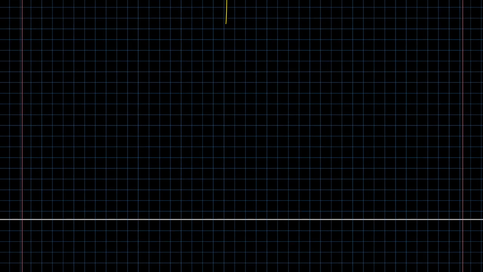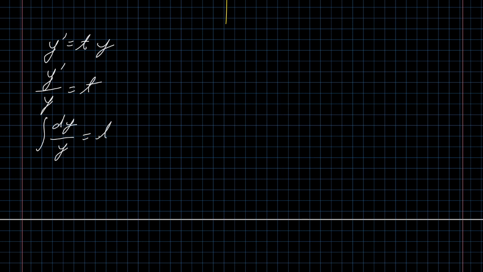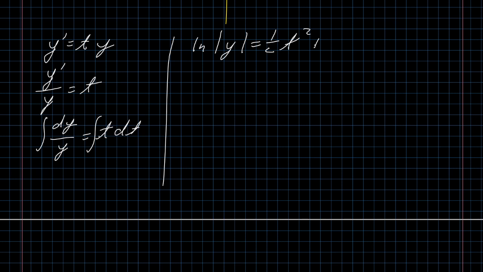If I was trying to solve this equation professionally, remember it was y prime equals ty. I'd probably write out y prime over y equals t. I'd then write out the integral of dy over y equals the integral of t dt. I would write out that the natural log of the absolute value of y is equal to 1/2 t squared plus c, and then I would write that y is equal to a times e to the 1/2 t squared. Those are the steps that you would see in a textbook.